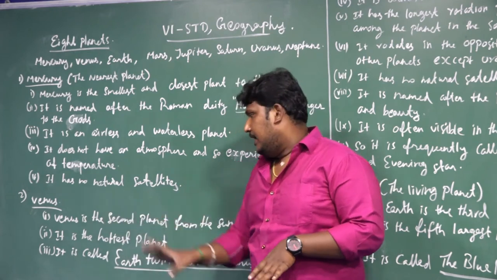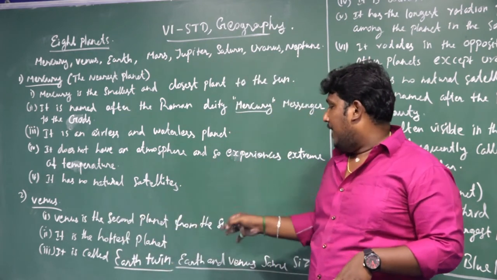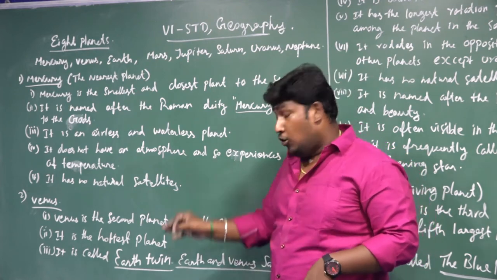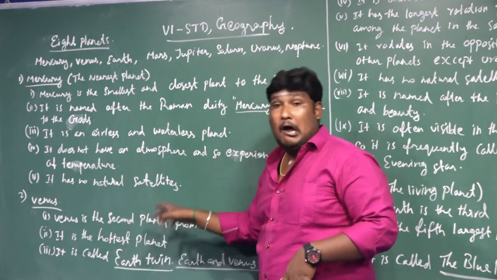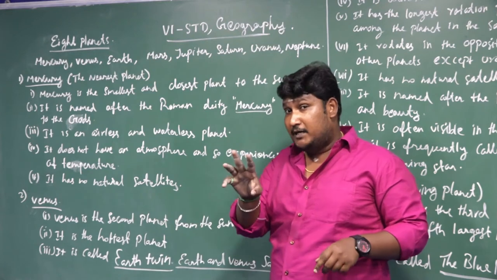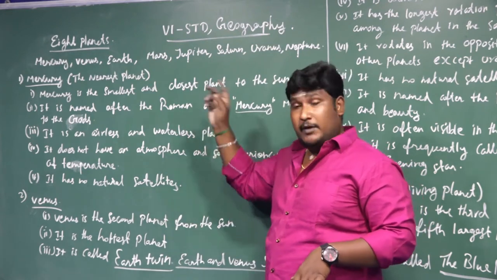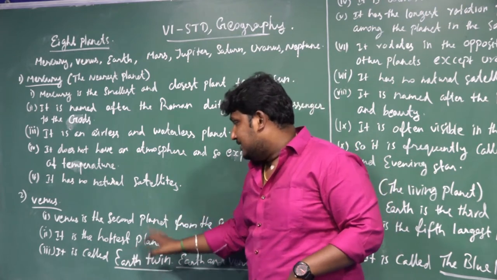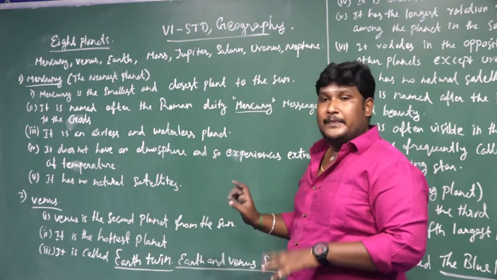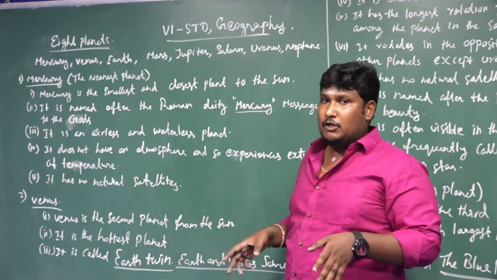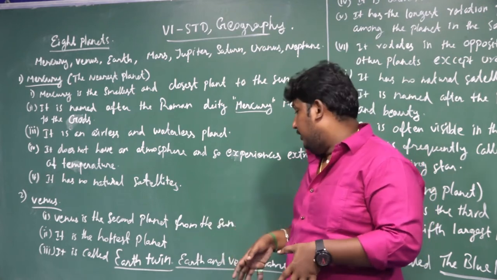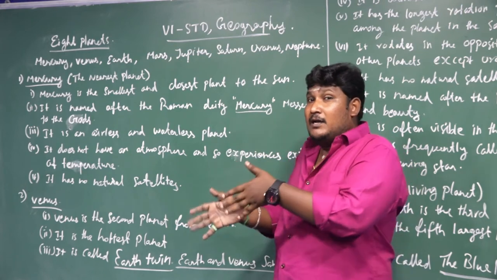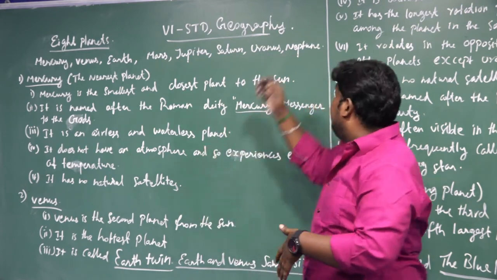Second one is Venus. Venus is the second planet from the Sun. We call it the hottest planet. Which one is the hottest planet? Venus, because it is nearest to the Sun, so it is the hottest planet. It is called the Earth's twin. Why? Because the Earth and Venus are almost the same size.